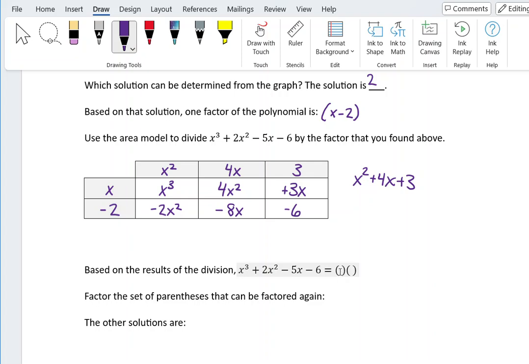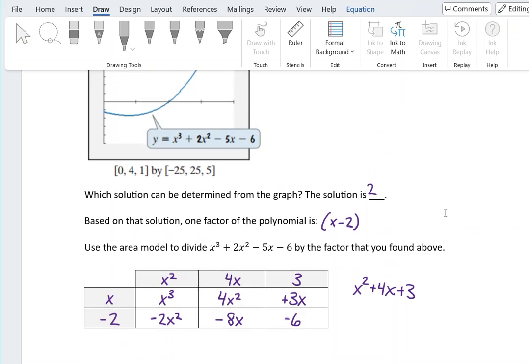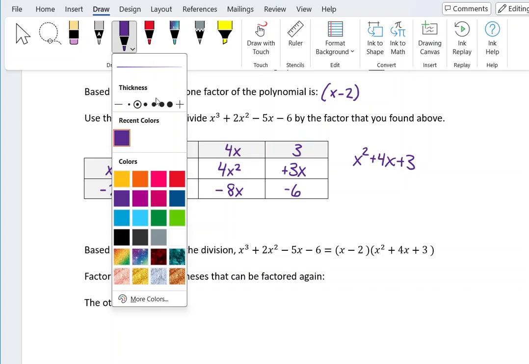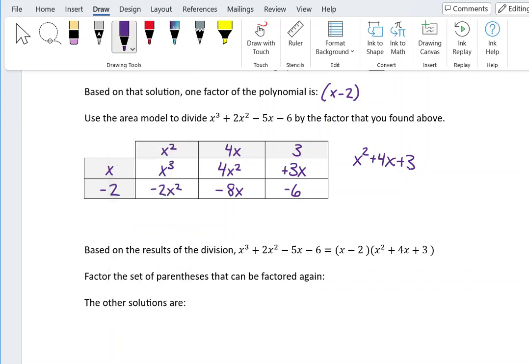So here I'm going to fill in those two factors. So the first factor is x minus 2, which I found from the graph because the solution was at positive 2. And then after dividing, I got the other factor of x squared plus 4x plus 3. So now I'm going to factor the set of parentheses that can be factored again, which is the x squared plus 4x plus 3. So what are two numbers that multiply to 3 and add to 4? Well, that would be 3 and 1. So when I factor that, I get x plus 3 and x plus 1.